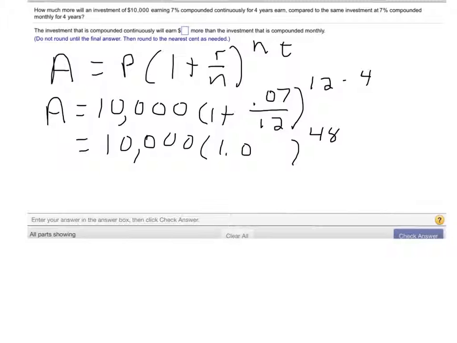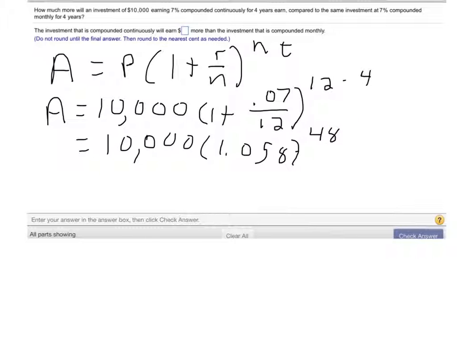So I'm grabbing my calculator here. I'm going to take 0.07, divide that by 12, and I get 0.0058 with a bunch of 3's. So 58, and it's got more digits. I'm going to add 1 to that. So I got 1.058, and I'm leaving it with a bunch of 3's following. I'm leaving that in the calculator, and I want to raise that to the 48th power.